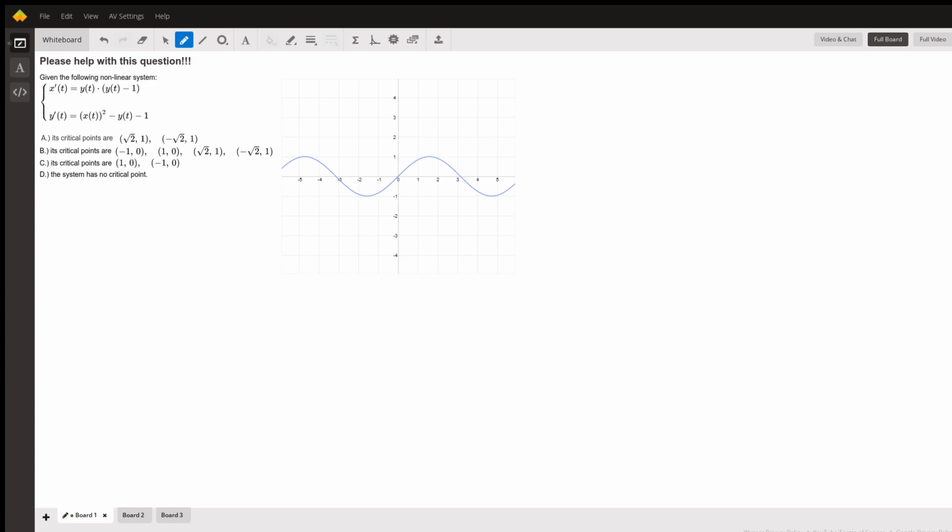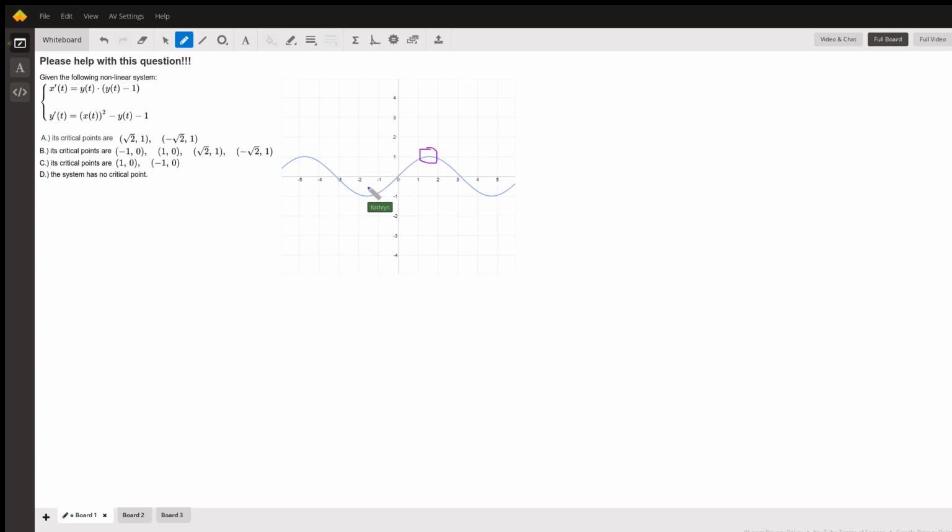So I have a random graph. This is just the sine function. It is not the system you have here. But to demonstrate what a critical point is, let's just look at this graph for a quick sec. A critical point is anywhere where the derivative is equal to zero. So we need x prime of t and y prime of t all to equal zero in order to have a critical point.